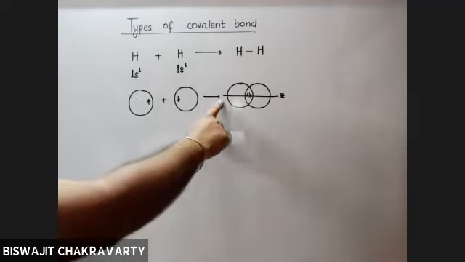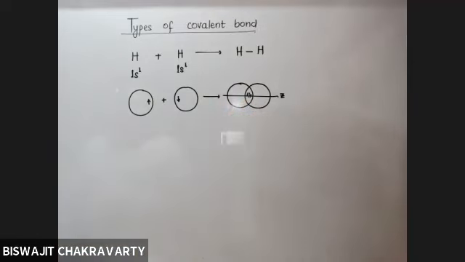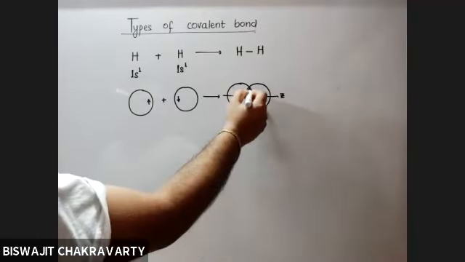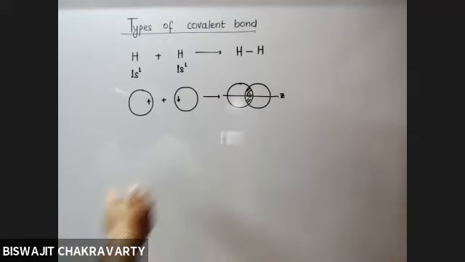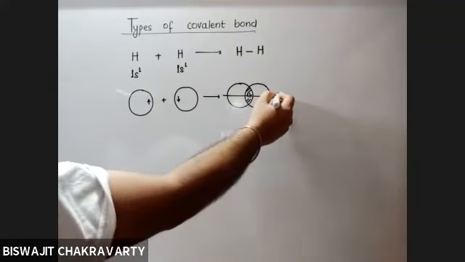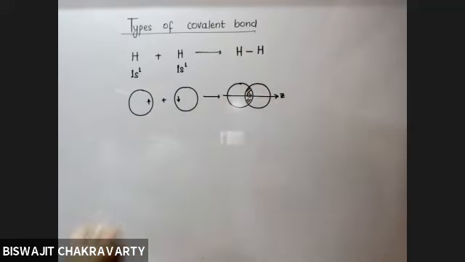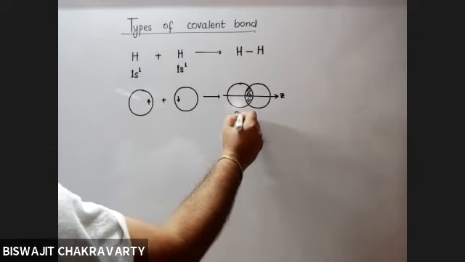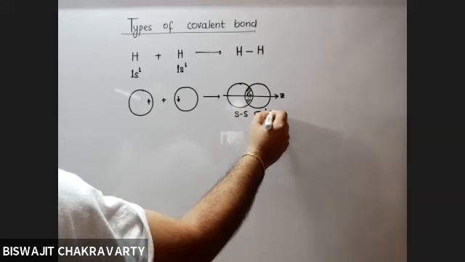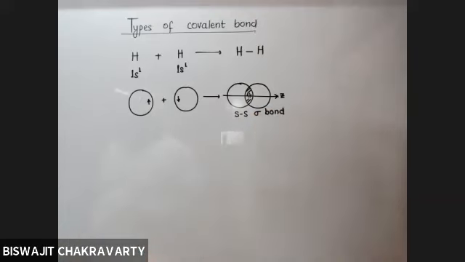So we can see the region of overlapping, this is referred to as the region of overlapping. It is lying on the internuclear axis. So z is the internuclear axis. We can see that there is a single electron cloud symmetrical about the internuclear axis, and such a type of bond is referred to as a sigma bond. So what is a sigma bond?